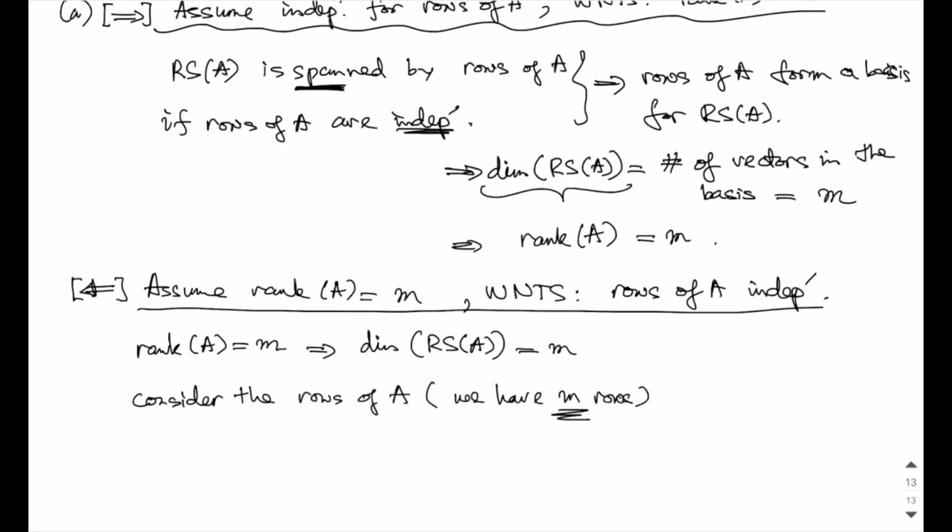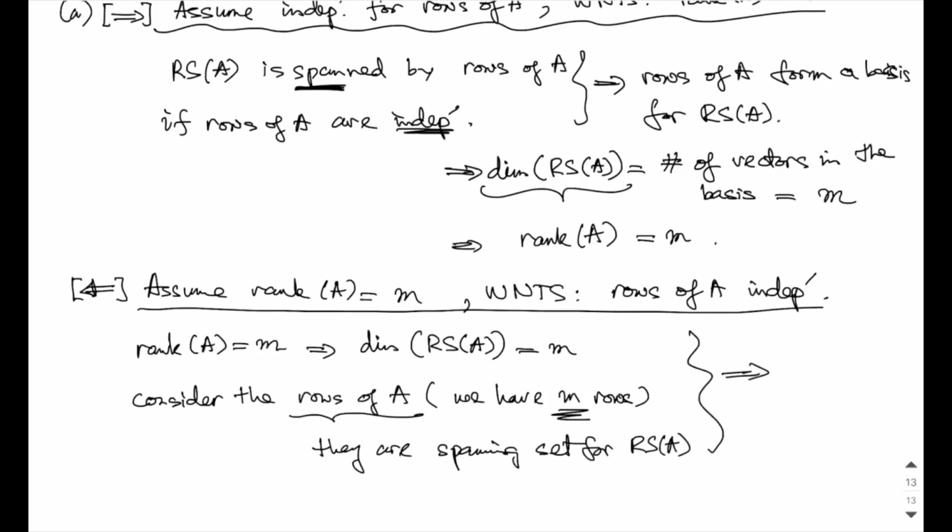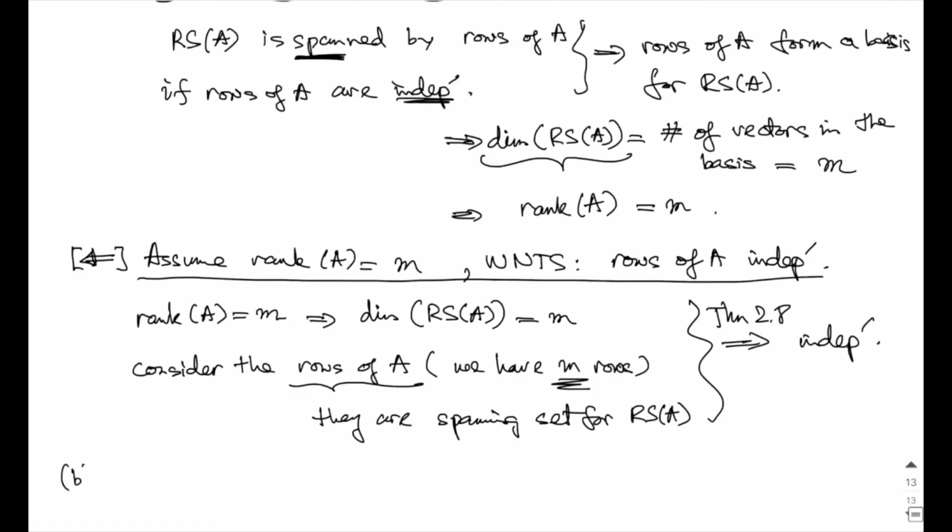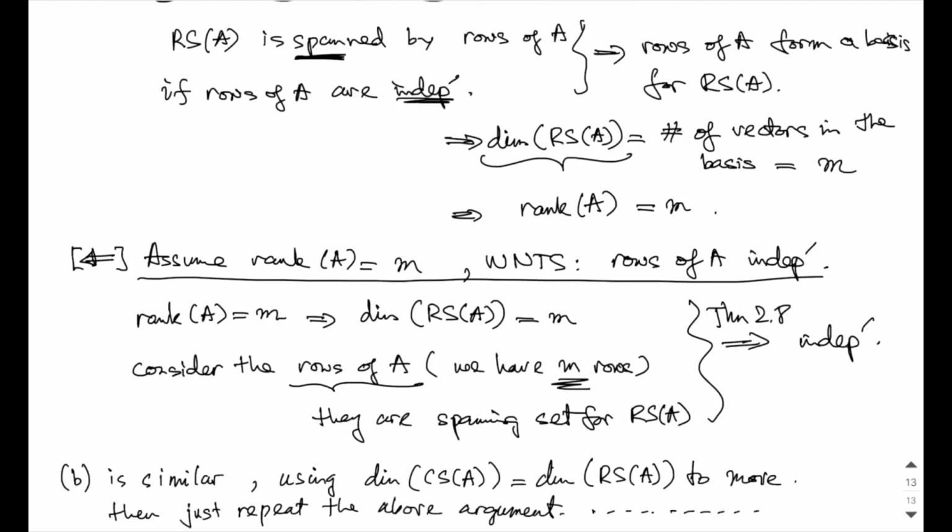So that means you consider a set of vectors whose number is the same as the dimension. And these vectors are a spanning set for the row space of A. By theorem 2.8, that implies immediately that these are independent. And we are done. Part B is similar. We are going to use the fact that the dimension of the column space of A is equal to the dimension of the row space of A. This is going to be a short exercise for you.